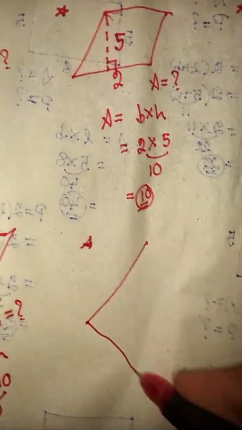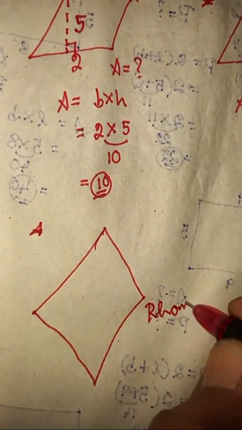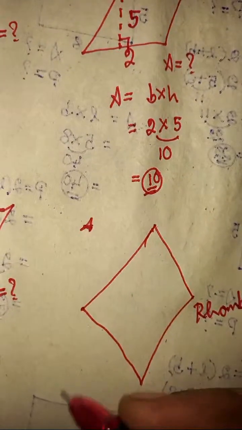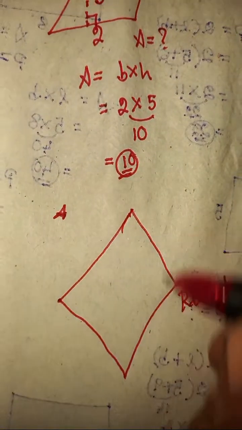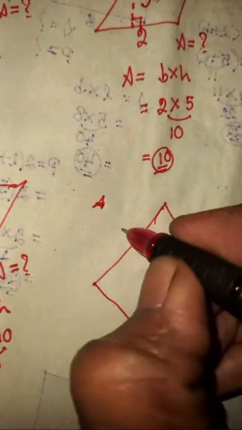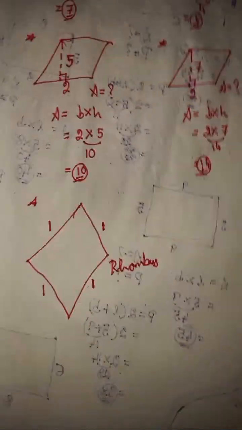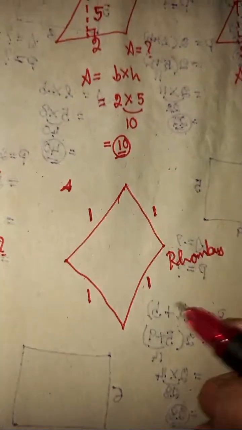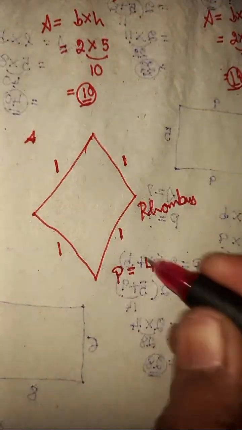I will tell what actually a rhombus is. If you take this rhombus, you can find it out. In a rhombus, all four sides are going to be equal. All four sides, let us take as 1 unit. So it's easy to find out the perimeter of a rhombus. Perimeter of a rhombus means 4 times the side length.